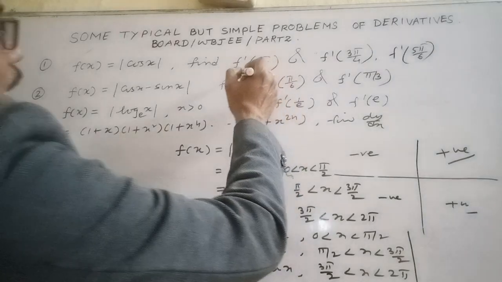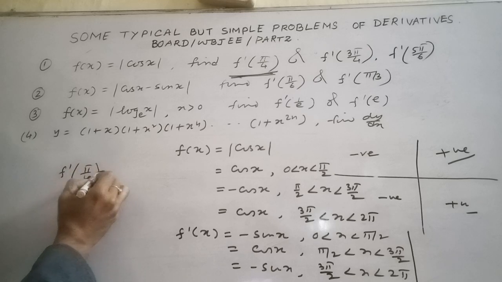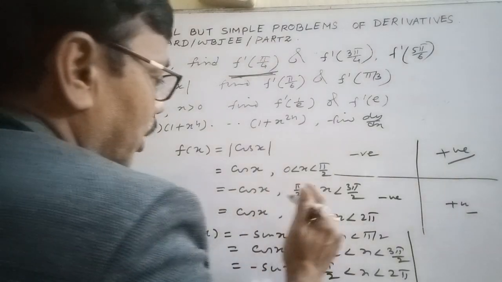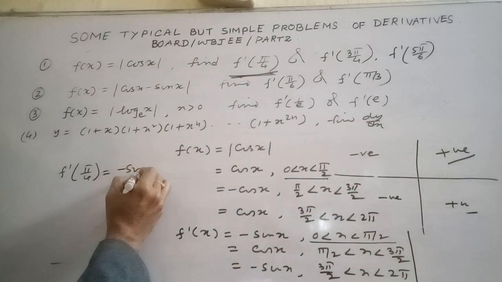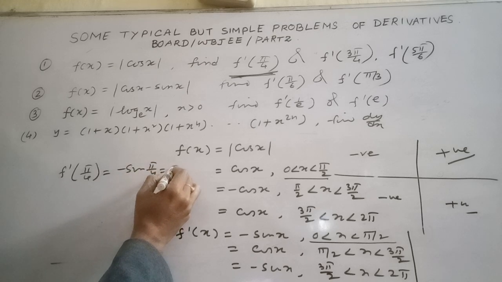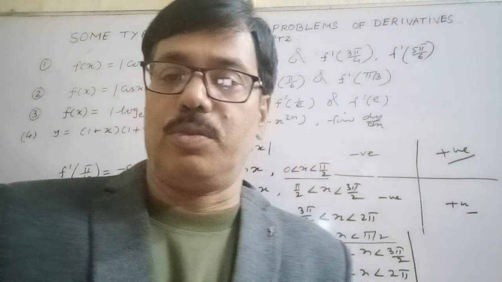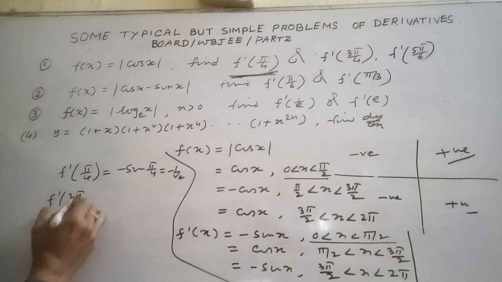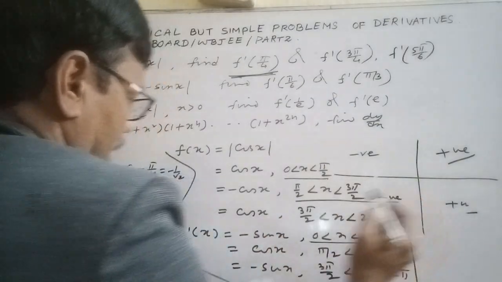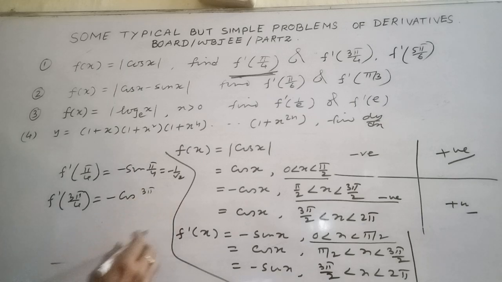Now, you have to find f dash pi by 4. So f dash pi by 4 lies in this restriction, 0 to pi by 2. So minus sin pi by 4 equals minus 1 by root 2. Now, f dash 3 pi by 4. It lies in the second quadrant here. So minus cos 3 pi by, sorry.